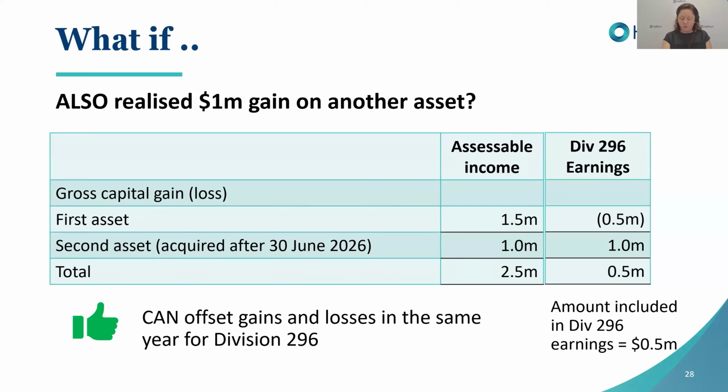So if I'm going to realize a loss for Div 296 purposes, then I'll have a think. Are there any other assets I could sell in this fund in this same financial year so I can make use of that loss? Because otherwise I'm just going to lose it.